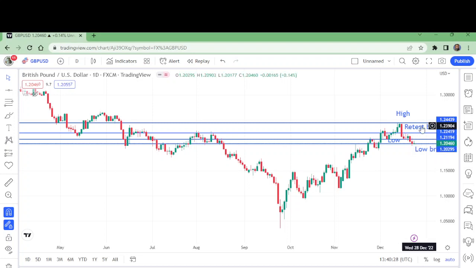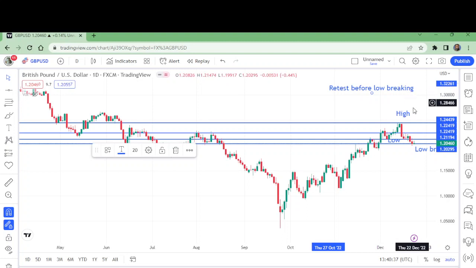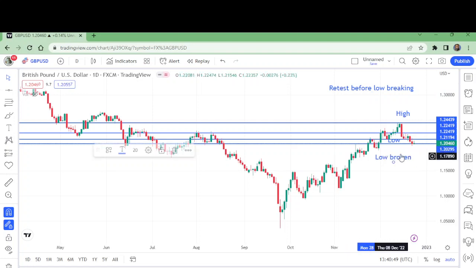Now this was the point of retest. Let me show you what is written: I retest before low breaking. This was the retest before this low breaking. Now what is remaining? And this is low breaking.